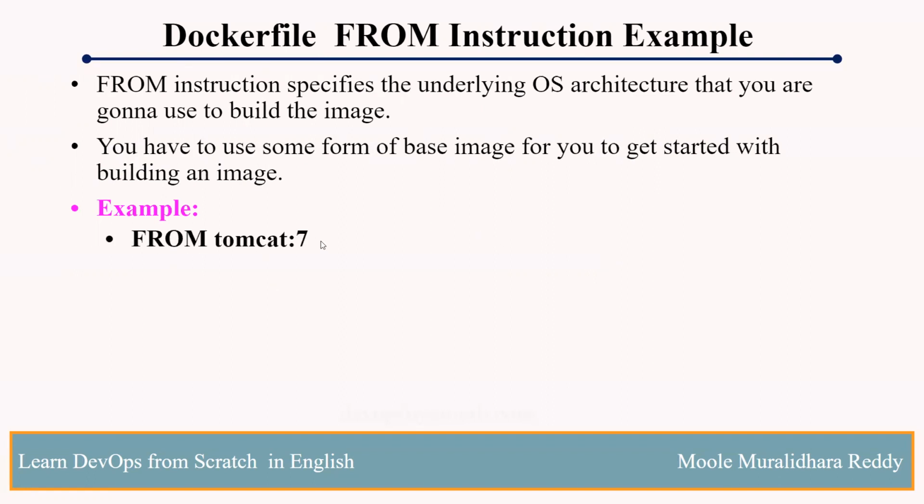For example, if you see here, I'm giving tomcat:7. It means it will download the base image tomcat:7 from hub.docker.com. Same thing, if you observe here, I'm giving tomcat:latest. If you give tomcat:latest, it means it will download the latest version from DockerHub, hub.docker.com. This is the mandatory instruction inside the Dockerfile.